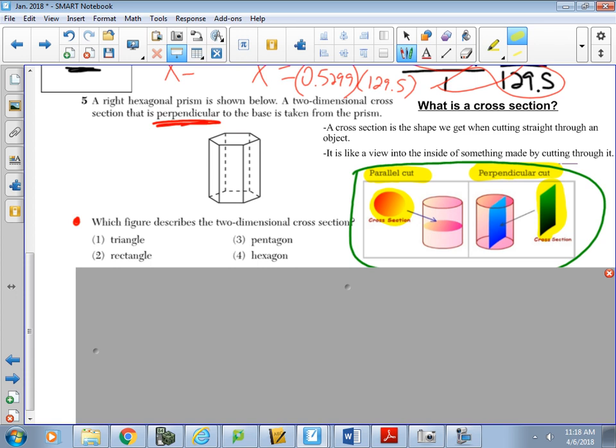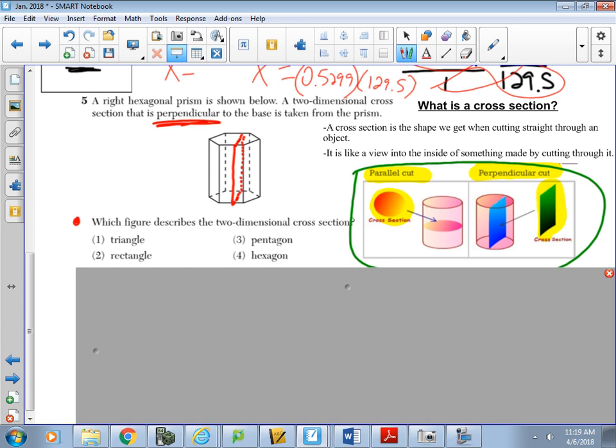So now, which figure describes the two-dimensional perpendicular cross section, all right? Now, if you look, perpendicular would be up and down. So first of all, I don't see any triangles here, but let's take a look at what perpendicular would mean. Okay, perpendicular would be straight up and down. So I'd be cutting like this, right? Then I would be cutting over that way, then over straight this way, and then straight down.